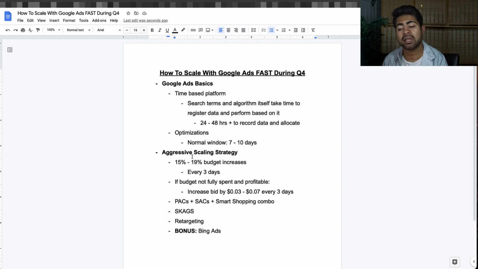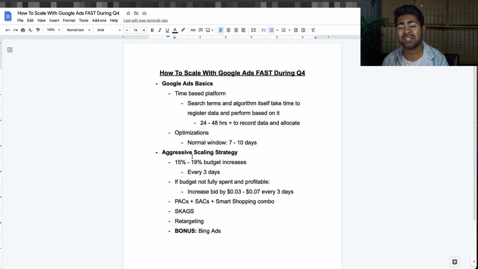What does this mean exactly? If your budget currently is $100 a day, that means today, let's say you want to start scaling, it has already been 3 days since you scaled last time. You want to take that 100 and multiply that by 0.15 or by 0.19. So in this case, that would be increasing the budget by $15 to $19. And you want to do those kinds of increments depending on the overall profits.